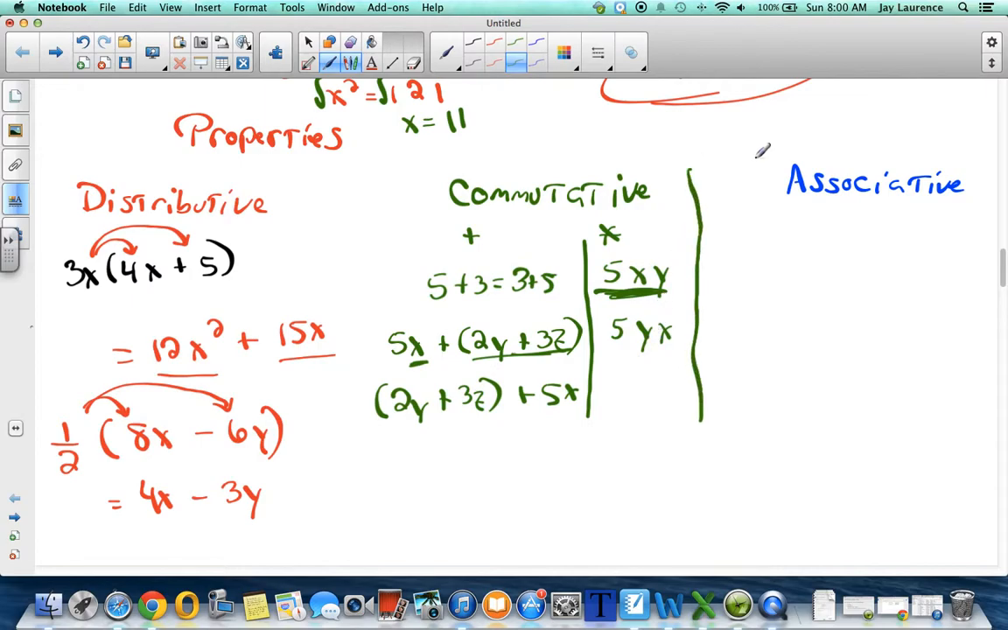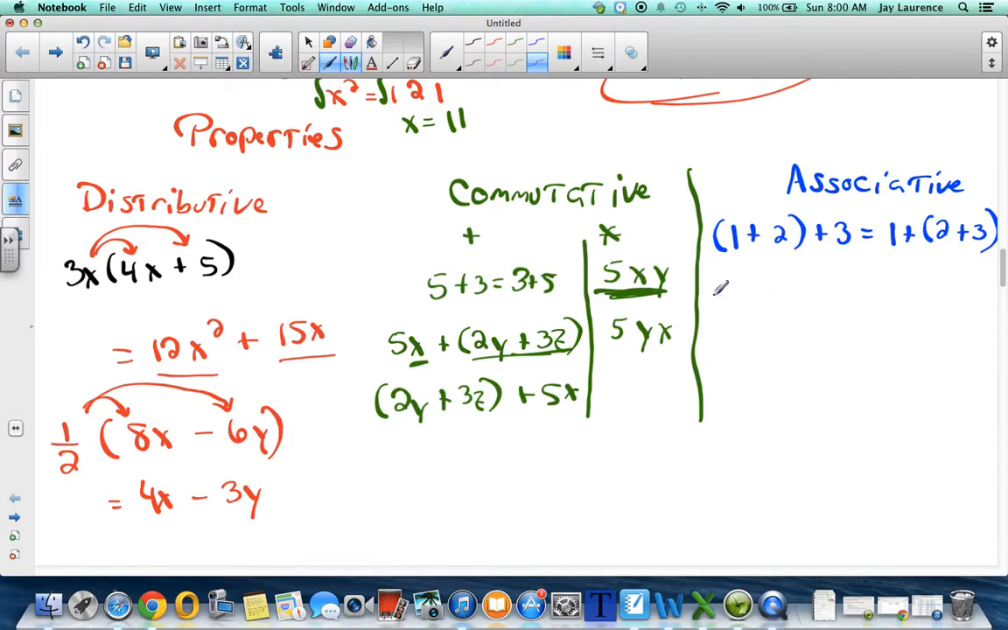Okay, the associative property. The associative property says the grouping changes. So you might have the quantity 1 plus 2, plus 3, and that would equal 1 plus the quantity of 2 plus 3. You can verify that by doing the math. 1 plus 2 is 3, 3 plus 3 is 6. 2 plus 3 is 5, 1 plus 5 is 6. See, I got 6 in both cases. This would be the associative property of addition.